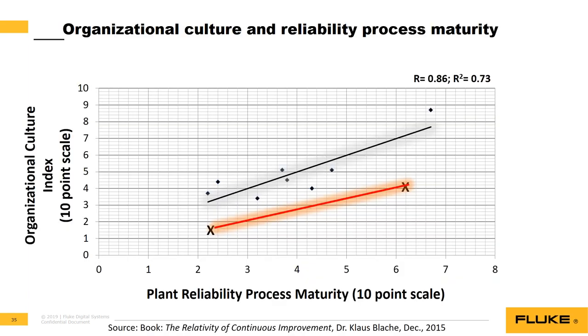So how important is culture, since I've been beating up on that some? You see a line there that's got eight plants that do about the same thing within one division of a large company. And on the bottom is a plant reliability maturity matrix. It's got about 14 elements tied into it. On the left-hand side is the organization culture element pulled out. And you can see how highly lined up is the maturity of the reliability process with an engaged workforce and organizational culture. And there are companies that start at the bottom, like where those two X's are, and they'll make it also. They're just starting at a lower place.